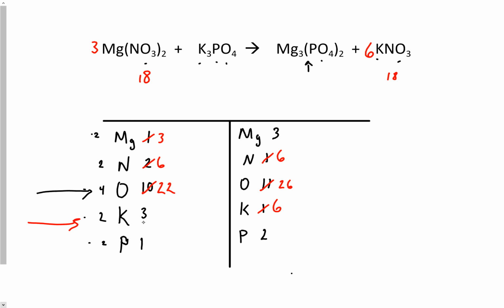We've got 3 on the left and 6 on the right. So we'll multiply this side by 2. 2 times 3 is 6 Ks. 2 times 1P is 2 Ps. 2 times 4 is 8 O's, plus if you remember, we had this 3 times 2 times 3 is 18. Wait a minute. And lo and behold, this equation's balanced. All right, so moving on.